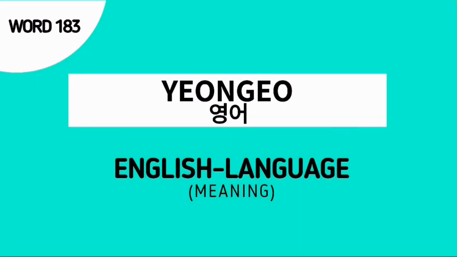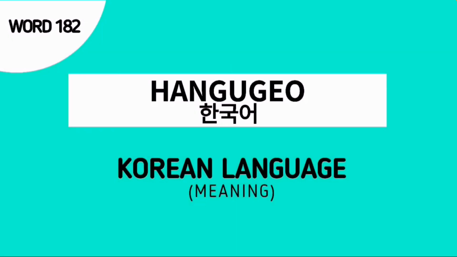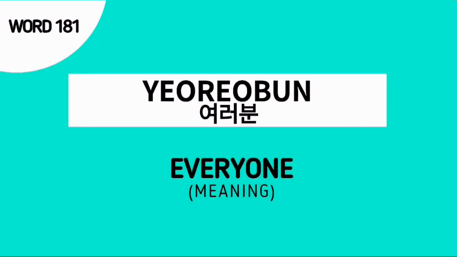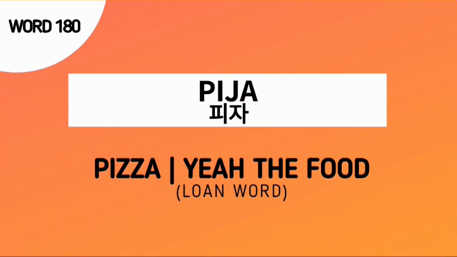Word number 183 is 영어, and this is the Korean term for English language. Word number 182 is 한국어, and this is the Korean term for the Korean language itself. Word number 181 is 여러분, and this is the Korean term for everyone. Word number 180 is pizza, which is actually the Korean loan word for the common food, which is pizza.